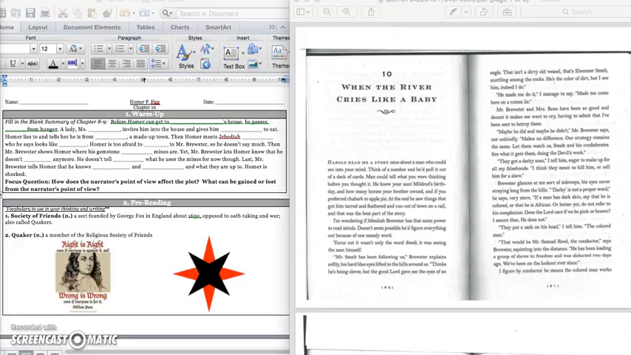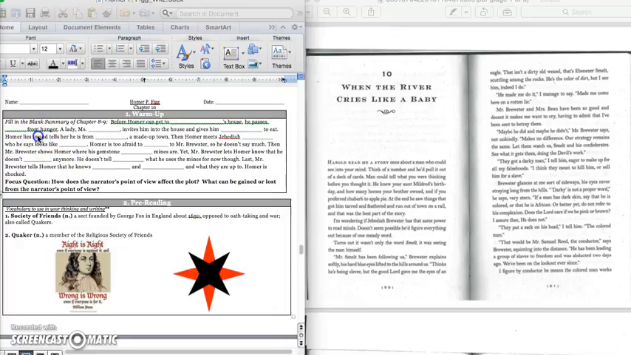Homer lies. That two shouldn't be there. Homer lies and tells her he is from Smelt, a made-up town.